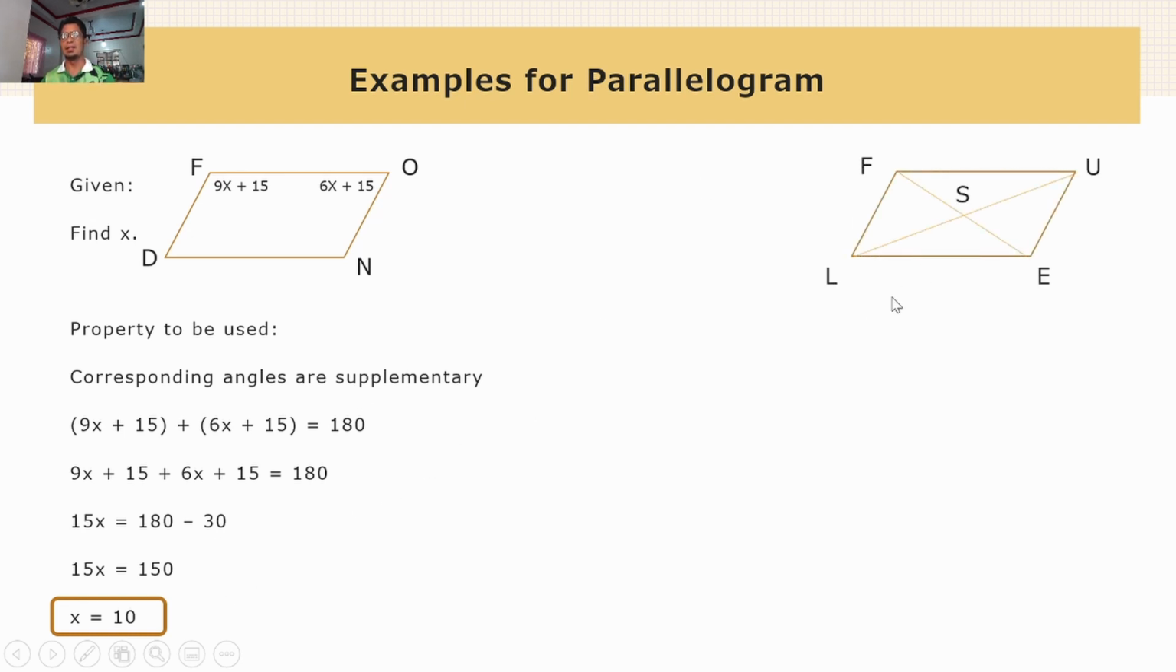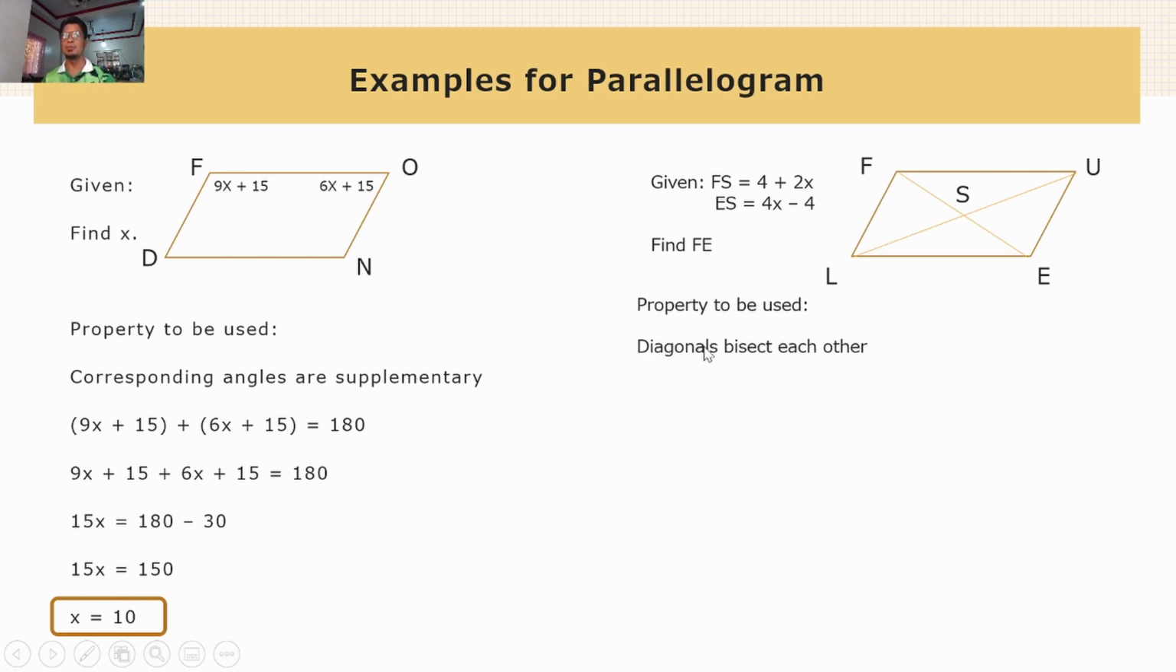Let's have here now another example. So we have here now fuel with the intersection as S. The given is Fs is equal to 4 plus 2x and Es is 4x minus 4. Ang hinahanap mula sa F hanggang sa E. Now, it's very important na alam natin kung ano po yung hinahanap. Baka kasi iba yung tanong, iba yung makukuha natin sagot.